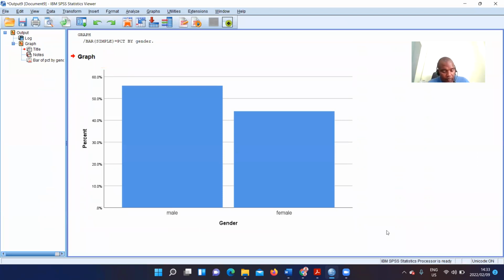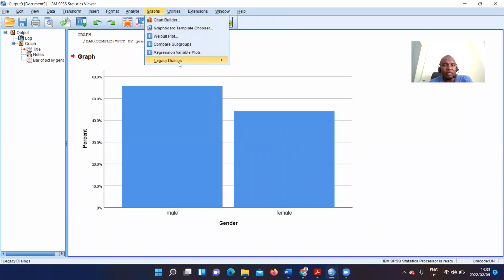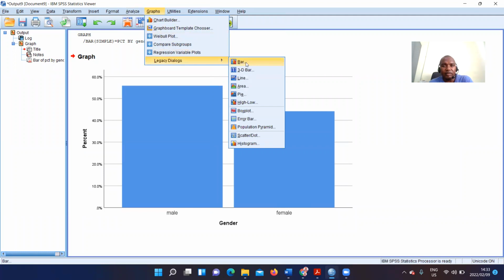as you can see, when we click OK, we are able to see that the males are more than the females in this survey, with the males between 50% and 60%, and the females being below the males.